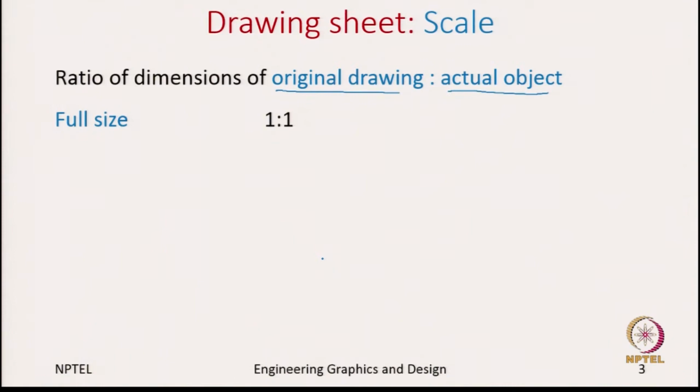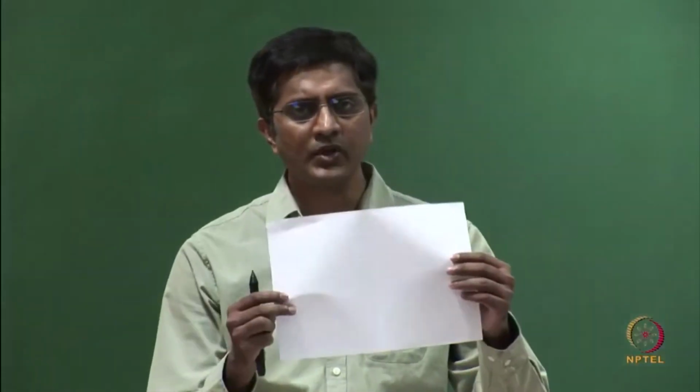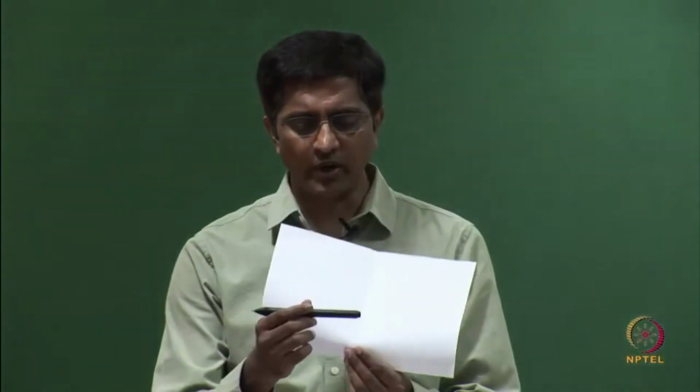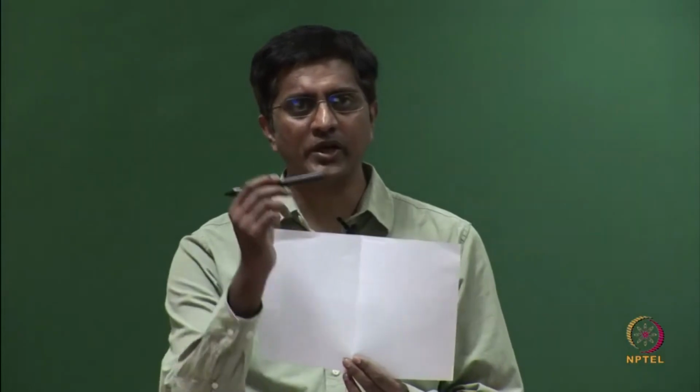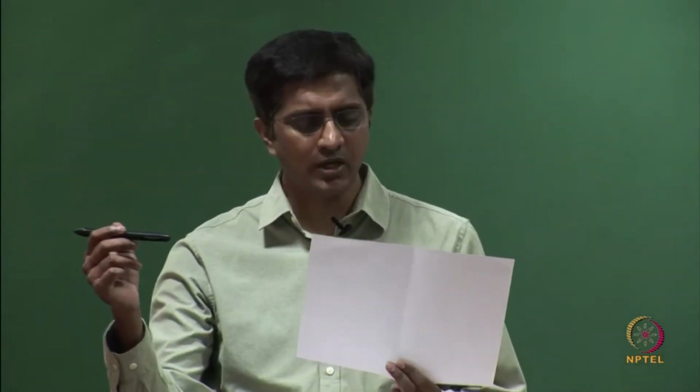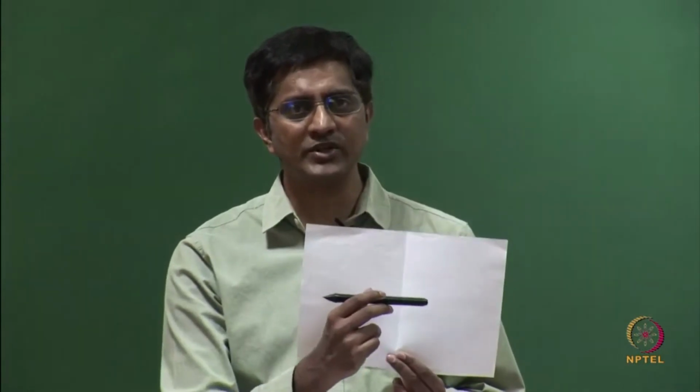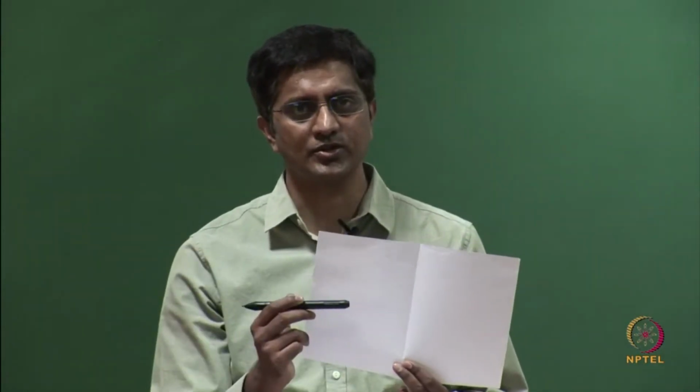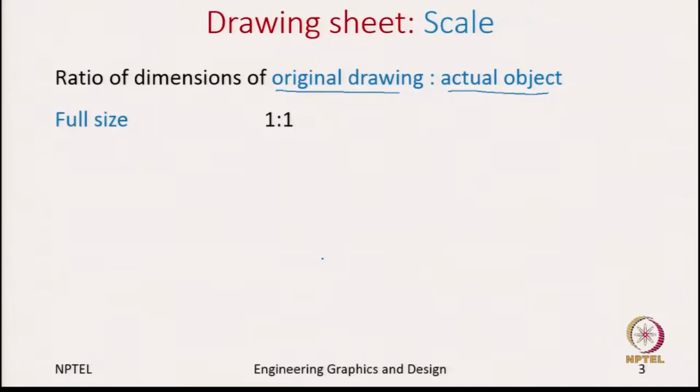Let us say I am trying to depict this pen on an A4 sheet. The dimensions are quite convenient for me to pick a full size, which means, let us say the length of this pen is 15 centimeters. I will show the exact dimension of 15 centimeters on the drawing sheet also. So, then we call this full size. But there are other scenarios.